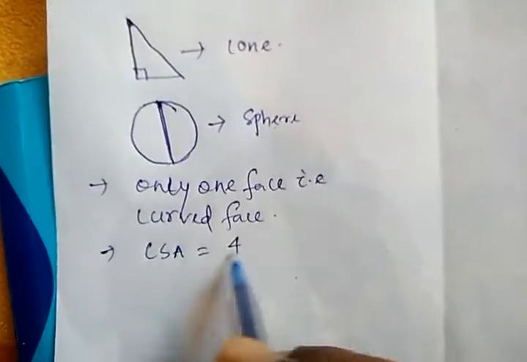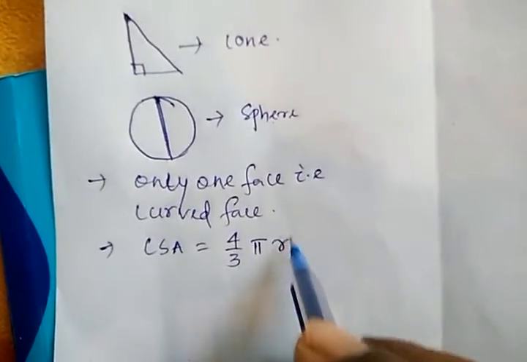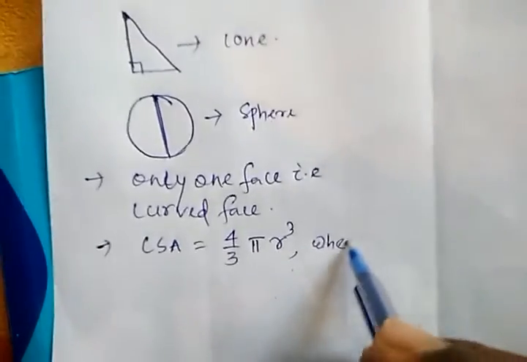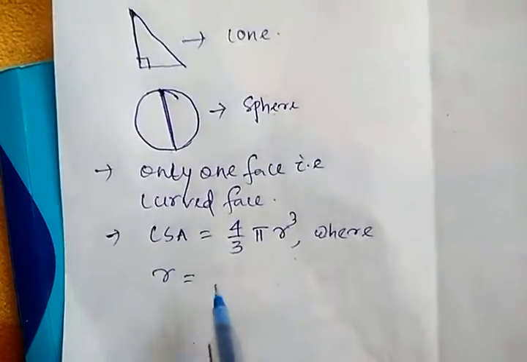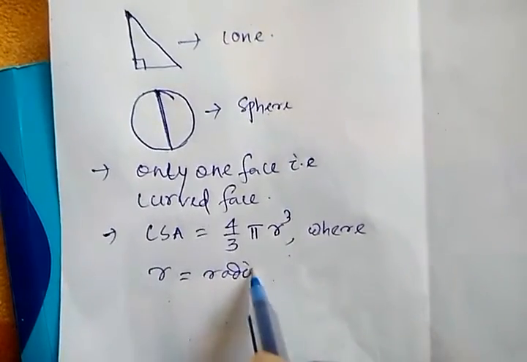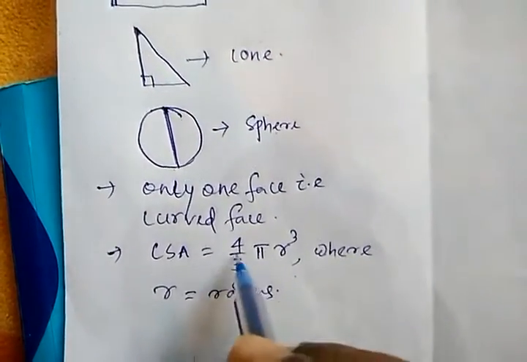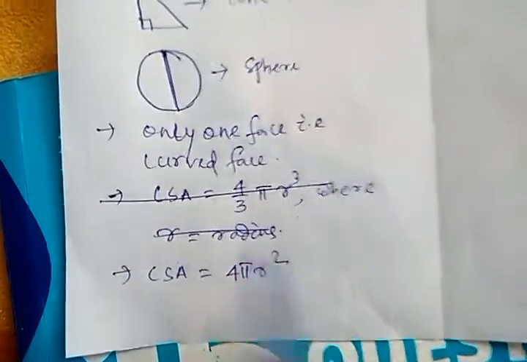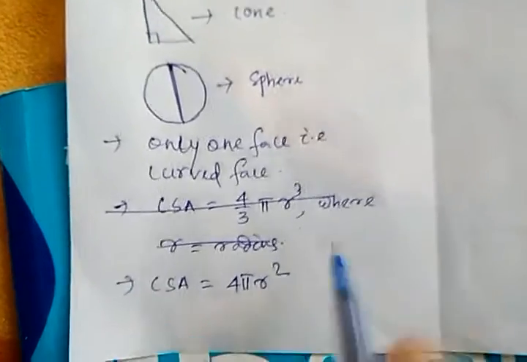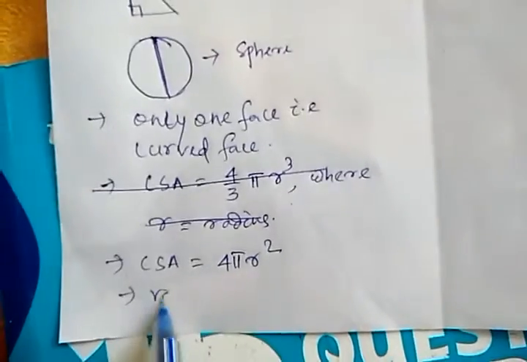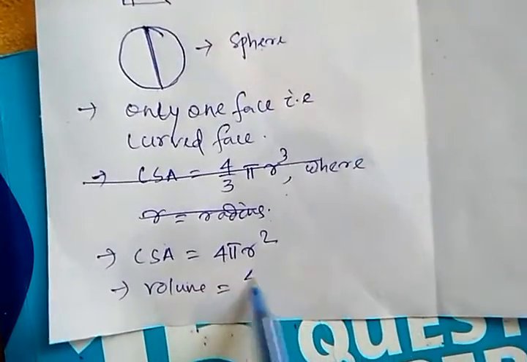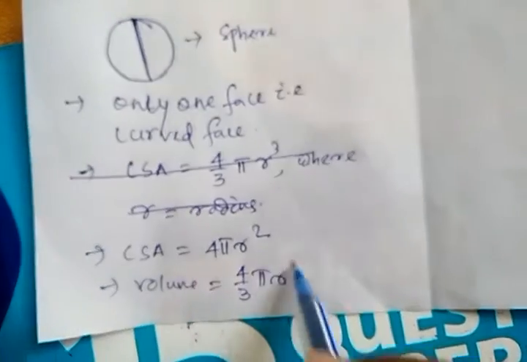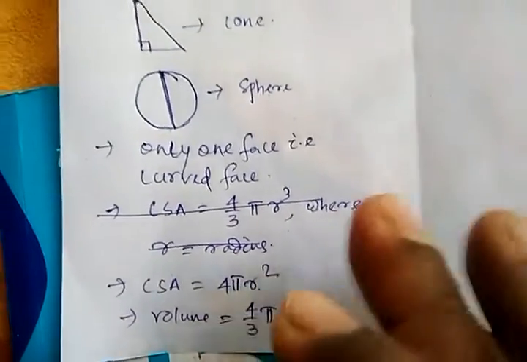The formula is 4 by 3 pi r cube, where r is the radius. Sorry, I told it wrong. The CSA formula is 4 pi r square, and the volume formula is 4 by 3 pi r cube. These are only two formulas. r is the radius. Clear?